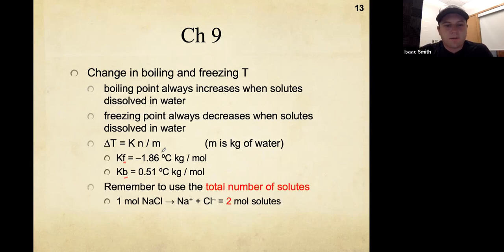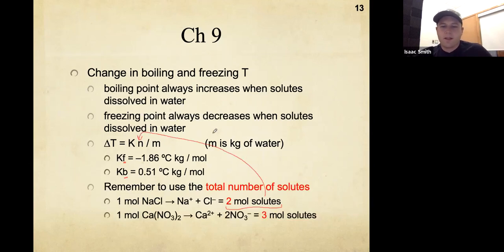I'm about to get to an example, but one more thing to remember is that you're using the total number of solutes. So for example, if you have 1 mole of sodium chloride that you're dissolving in the water, it's actually equal to 2 moles of solutes, and that's what goes in this spot for N when you use this equation. Calcium nitrate actually is 3 moles of solutes, and again, that would go in the spot for N.